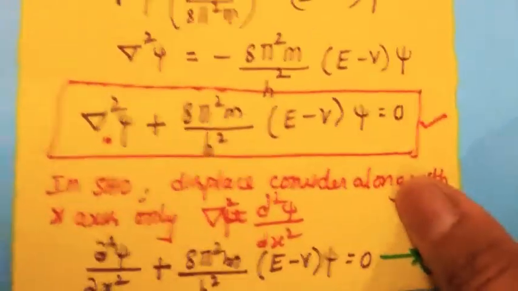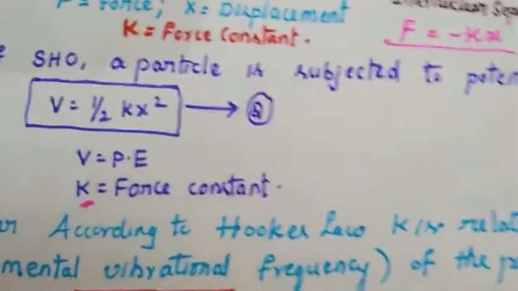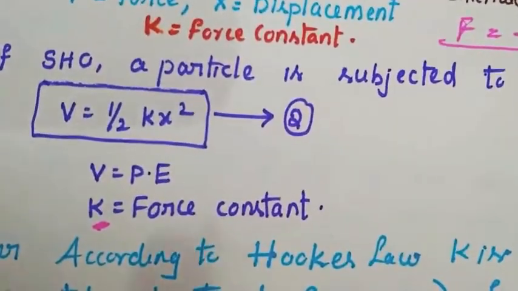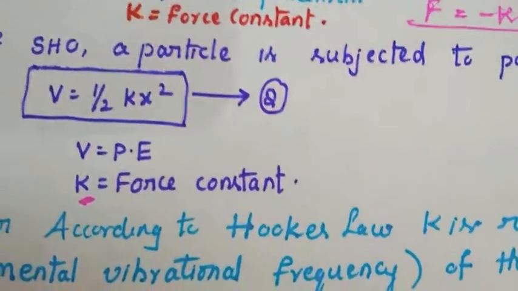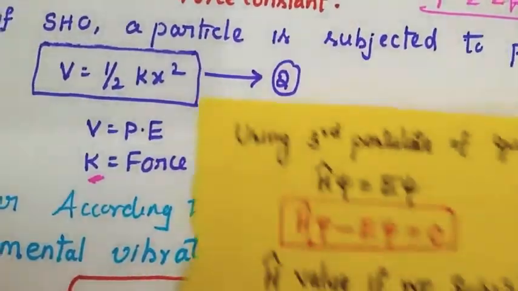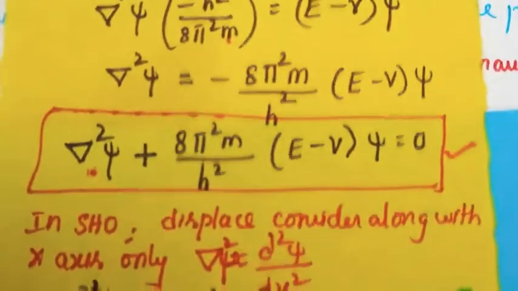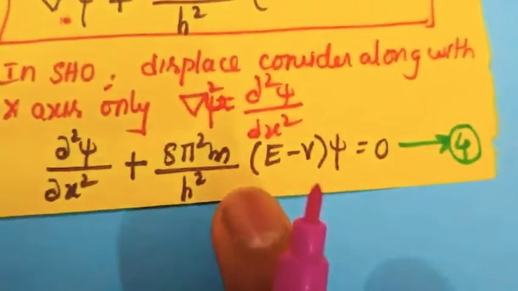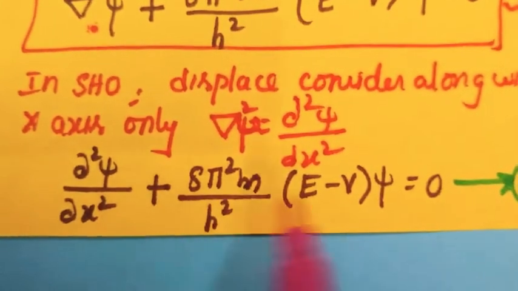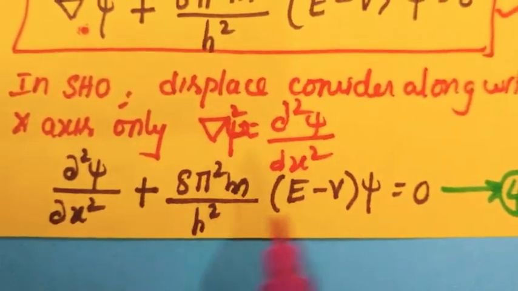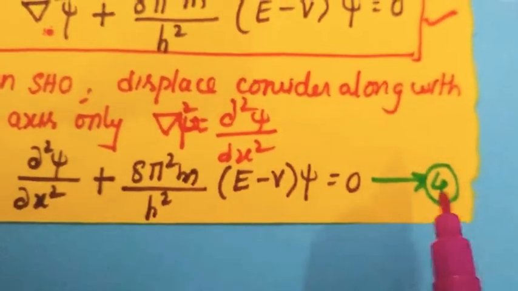Now we have already derived equation 2. So what is equation 2? That is V equals to half k x square. So here we are going to substitute the equation 2 value in equation 4. What is equation 4? This is our equation 4, that is dou square psi upon dou x square plus 8 pi square m upon h square (E minus V) psi equals to 0.